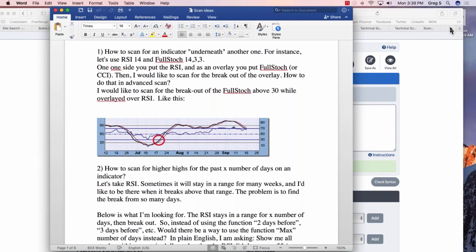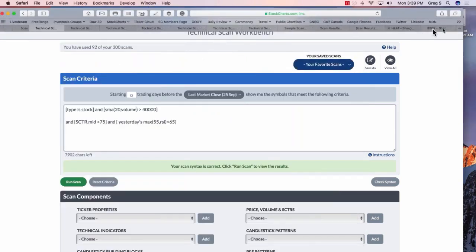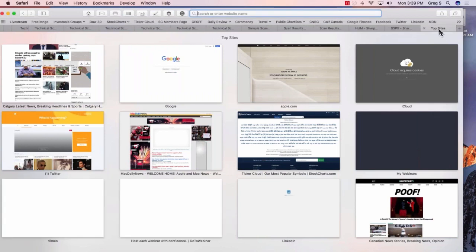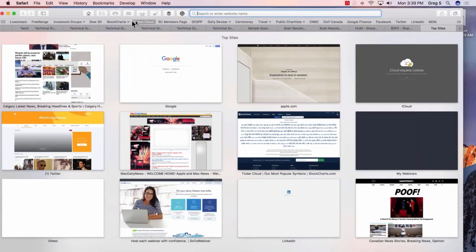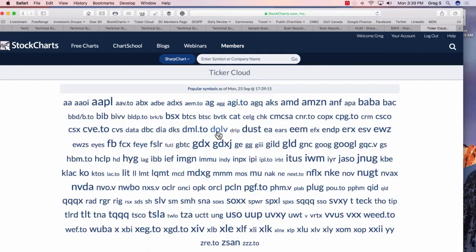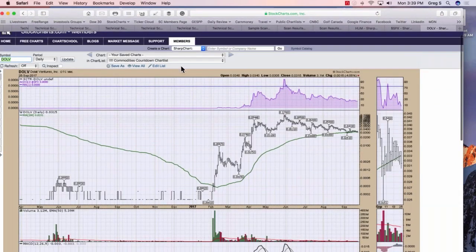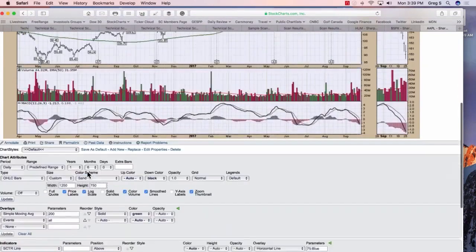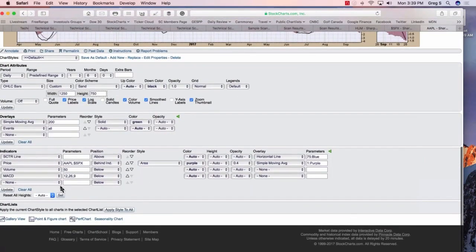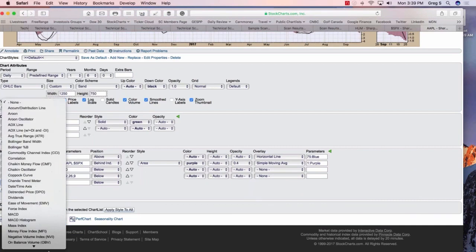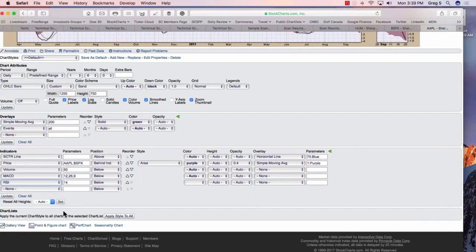So let's just go get a chart, and on this chart, let's just go to the ticker cloud, pull something up. Sure, and I pick a low volume something. Let's just go to Apple. And what we want to look for here, in this particular example, they had RSI, and that's below, and then over here, they want a full stochastics of the RSI.